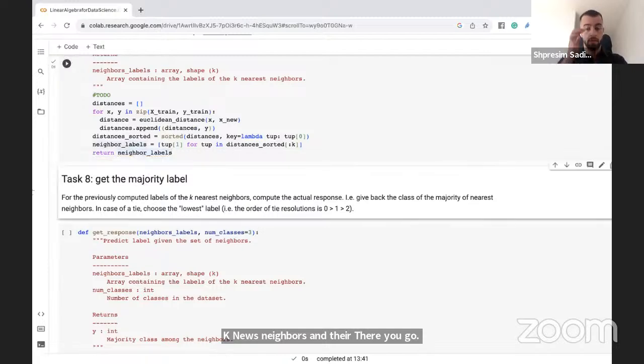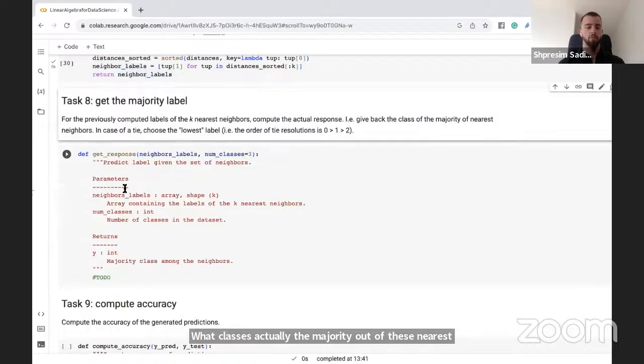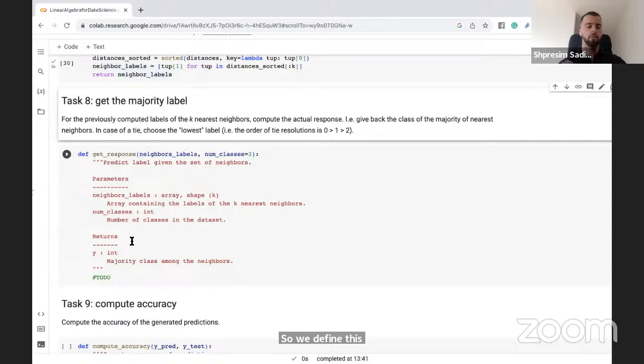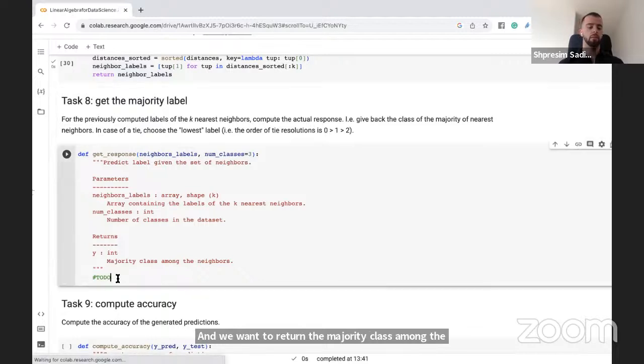Labels, that is the same. All right, so then we computed the labels of k nearest neighbors, and then we want to know what class is actually the majority out of these nearest neighbors. So we define this function get_response, which takes the neighbors labels, which is an array with k elements containing the labels of the k nearest neighbors. And we want to return the majority class among the neighbors.